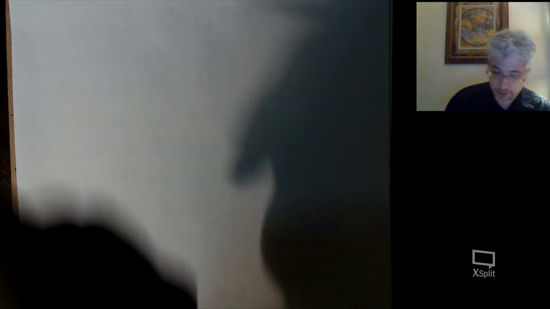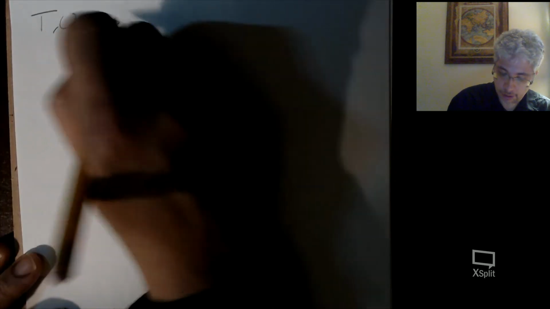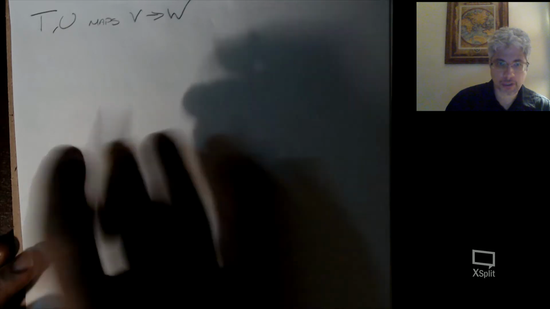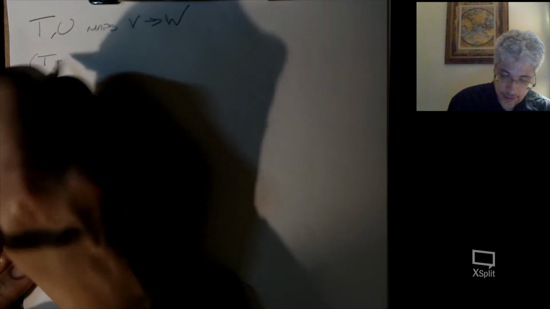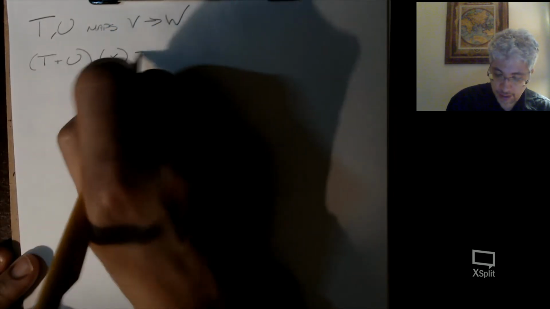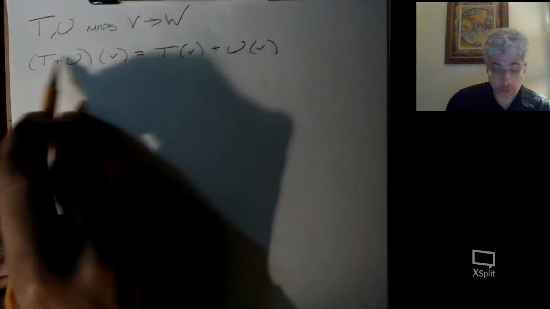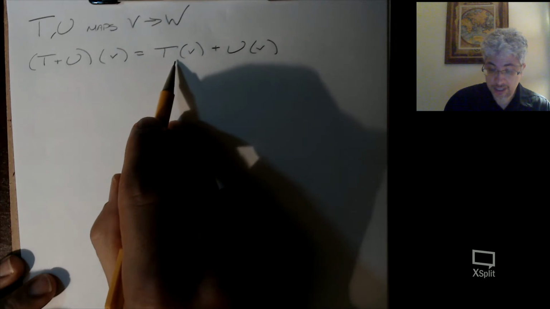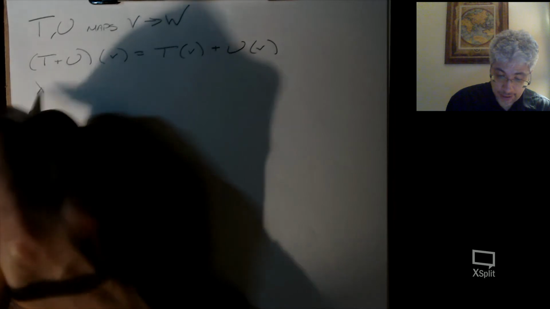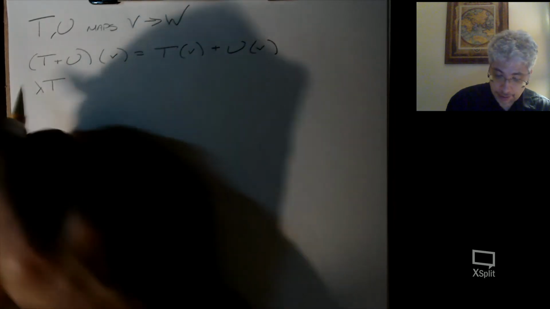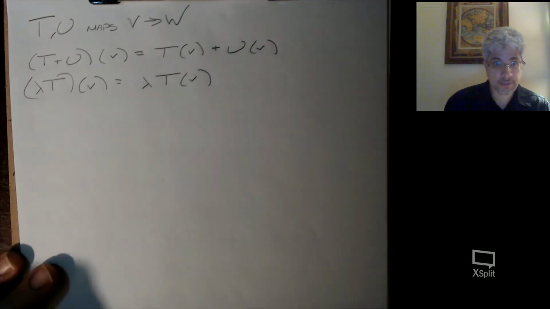But just to quickly review, if T and U are maps from V to W, doesn't matter what we call these vector spaces, what you can do is define (T plus U) of v to just be T of v plus U of v. So I have a new map called T plus U, which is the sum of T of v and U of v. And similarly, I can define (lambda T) of v to just be lambda times T of v.